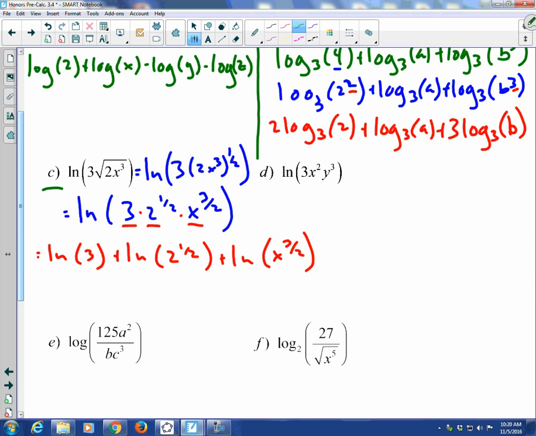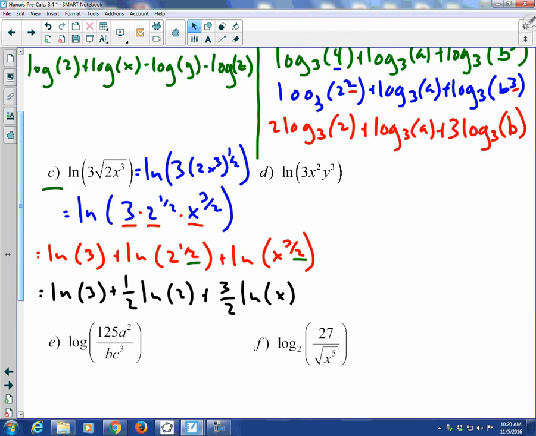And now our last step is going to be to take the exponents of 1/2 and 3/2 and throw them out front to make the multiplication. So right here we're going to end up with the natural log of 3 plus 1/2 natural log of 2 plus 3/2 natural log of x. And that is the expanded out expression.